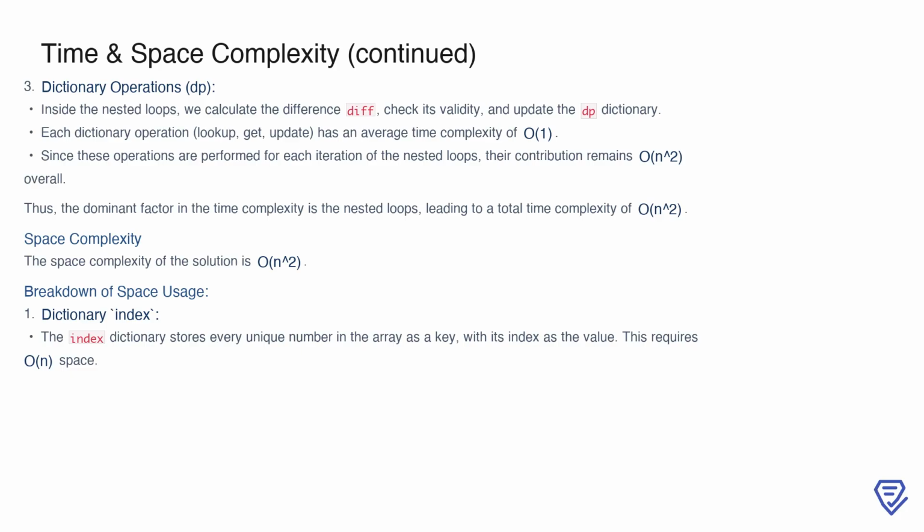Now, looking at space complexity, the solution requires O(n squared) space in total. First, the index dictionary stores each unique number in the array as a key, along with its index as the value. Since the dictionary size is proportional to the number of elements in the input array, it takes O(n) space.